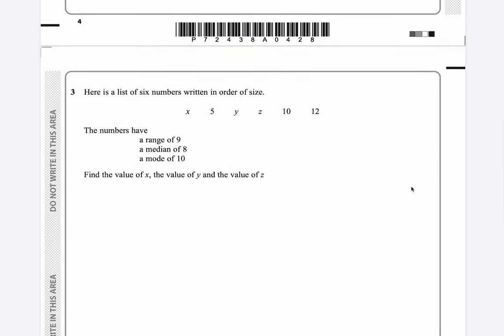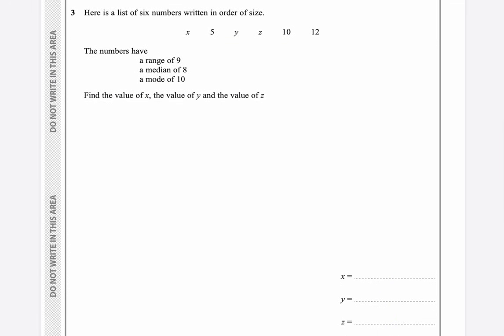Okay. Question 3. Here's a list of 6 numbers written in order of size. Okay, so guys, I'm just going to write them using boxes. So I have a box, 5, box, box, 10, 12, and essentially find the numbers that go in the box.